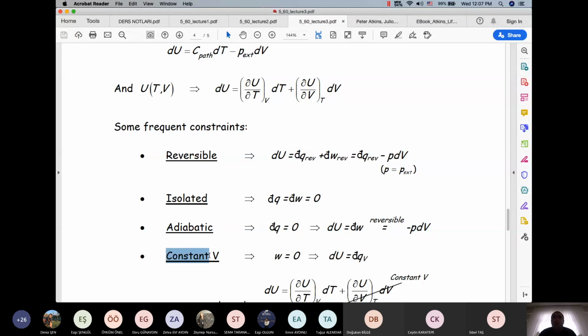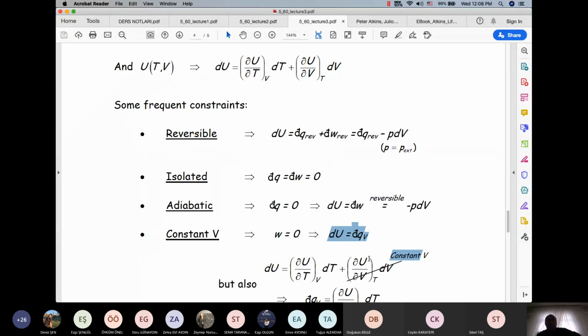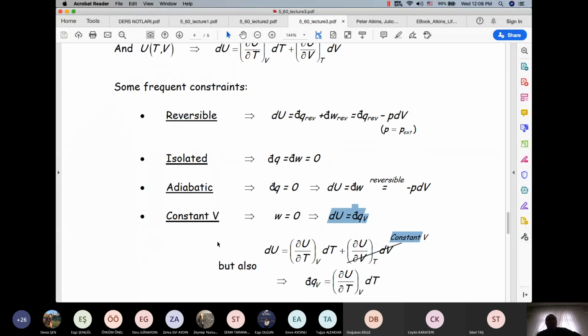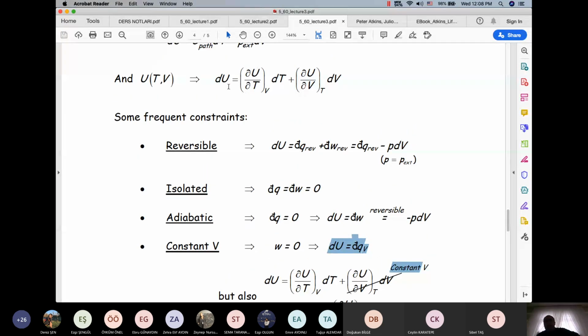So constant volume, or isochoric change: for an isochoric change, the volume change is zero. Since the volume change is zero, the work is zero. If the work is zero, the energy change is directly equal to the heat change at constant volume. Okay. So for the constant volume case, let's write this formula down.